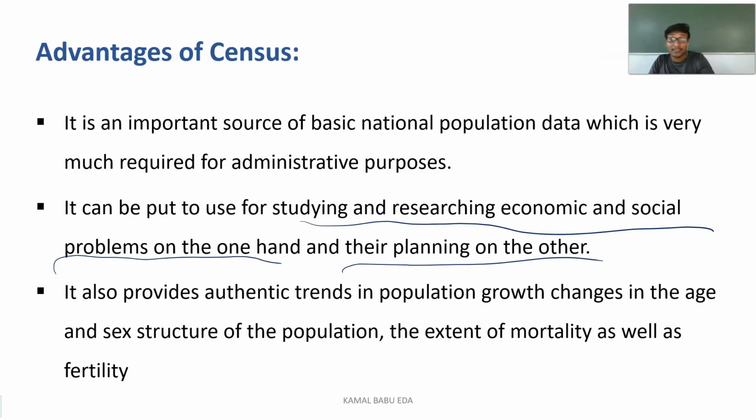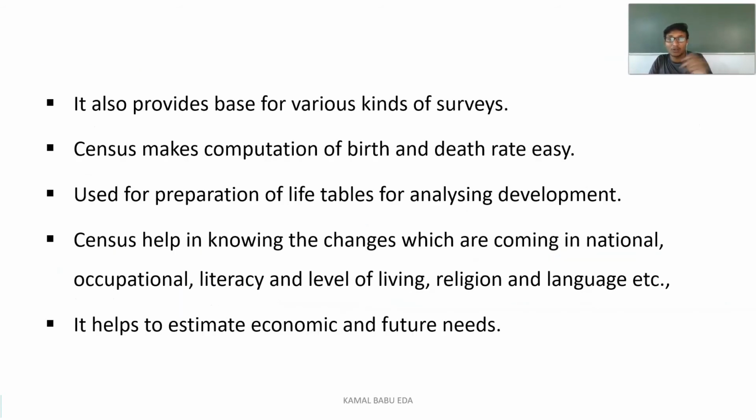It is also providing us the authentic trends in the population and what are all the growth changes in the age, what is the sex structure of the population, and to what extent mortality as well as fertility has been taking place in the community. So you can see all these things. It is providing us a base for various kinds of survey. For example, you want to conduct a survey. If you have the census number, if you know the total number of population living in a particular state or area or district or region, you can plan the survey accordingly and do the survey. And census makes computation of birth and death rate easy.